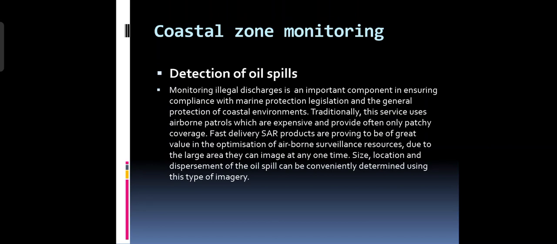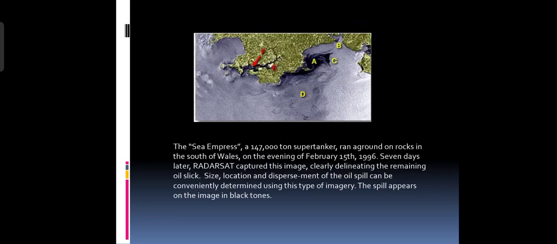Traditionally, this service uses airborne patrols, which are expensive and often provide only patchy coverage. Fast delivery SAR products are proving to be of great value in optimization of airborne surveillance resources, due to the large area they can image at any time. Size, location, and dispersement of the oil spill can be conveniently determined using this type of imagery.